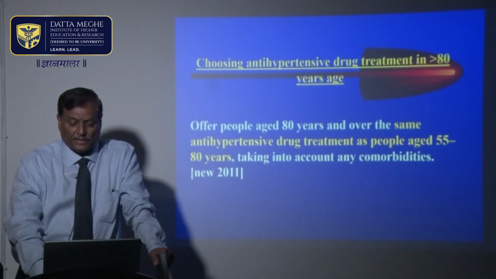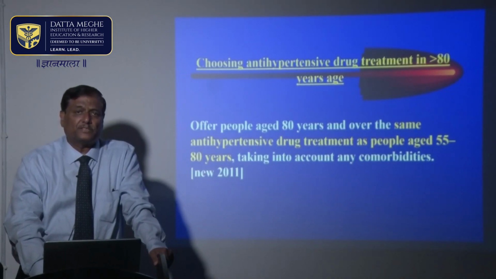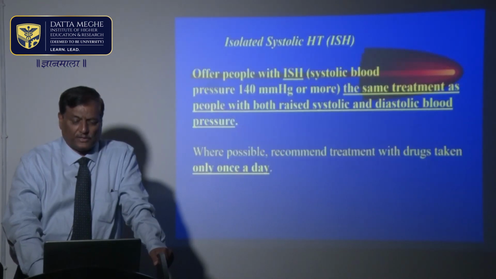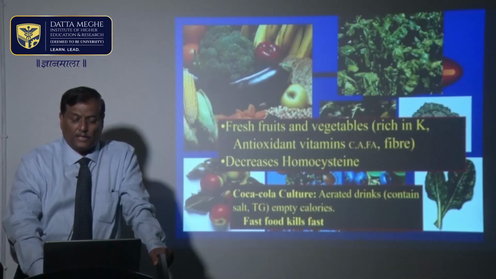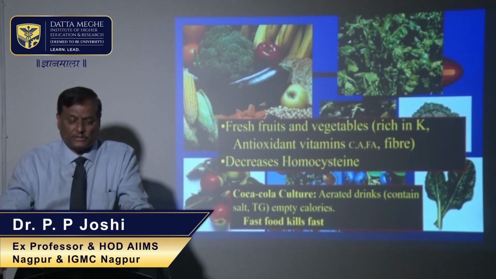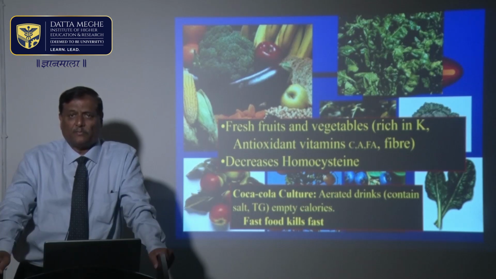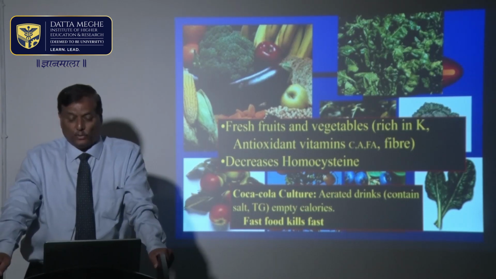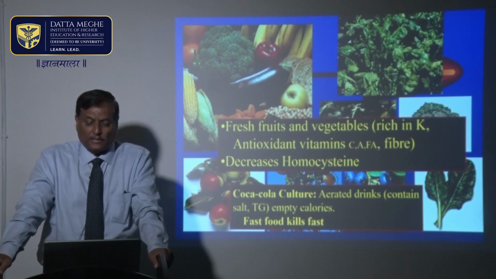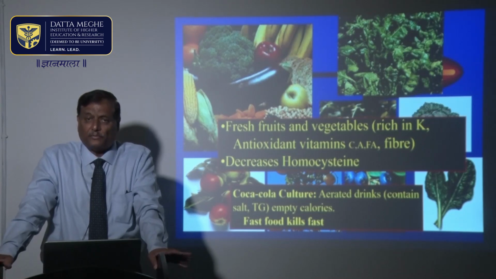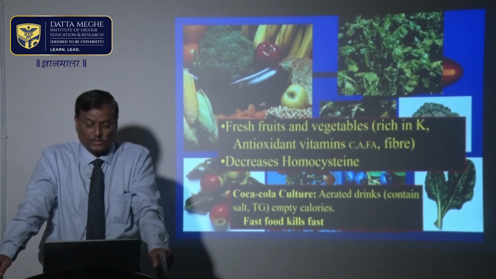Choosing an antihypertensive in elderly patients, it has been seen that calcium channel blockers and diuretics are the drugs of choice, because they have isolated systolic hypertension. And lifestyle modifications like intake of fresh fruits and vegetables, which are a rich source of potassium, antioxidant vitamins like vitamin C, A and folic acid, fiber, are very important because they decrease the homocysteine.